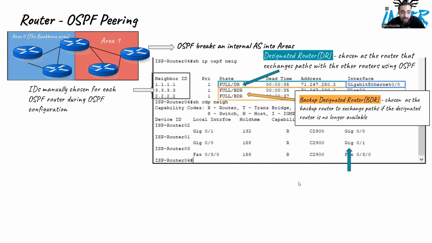BDRs are the backup designated routers for these subnets. BDRs are the routers that would take over if the DR router went down or turned off for some reason. If there were more routers here, all the other ones would just be labeled DR Other.